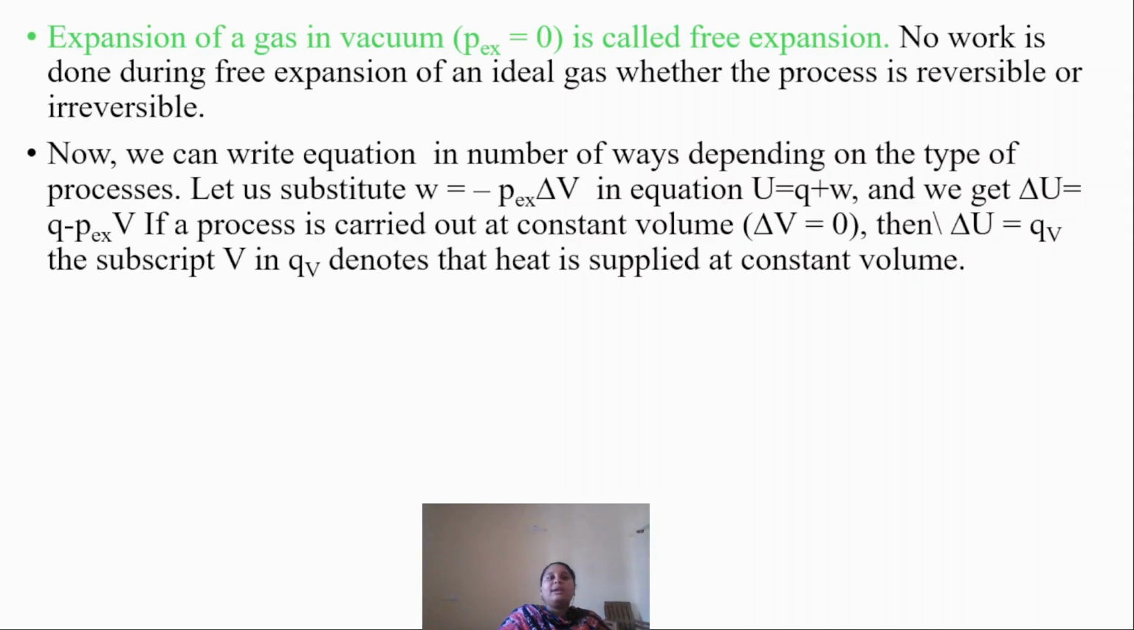Now we can write the equation in a number of ways, depending on the type of the process. Let us substitute W is equal to minus P external into delta V in the equation delta U is equal to Q plus W, and we get delta U is equal to Q minus P external into delta V. If the process is carried out at constant volume, then delta U is equal to QV. The subscript V denotes that the heat is supplied at constant volume.